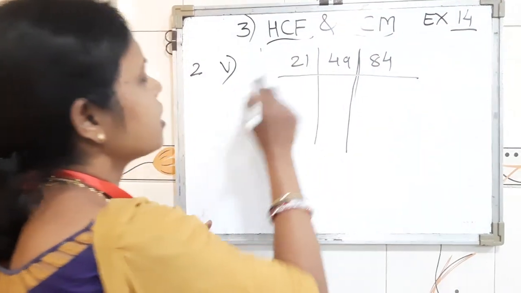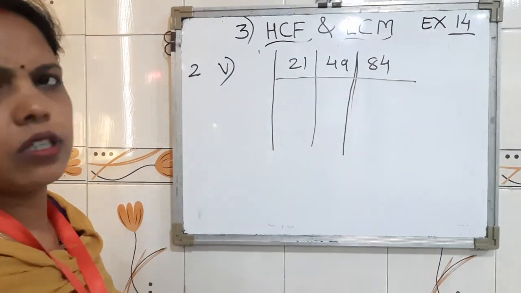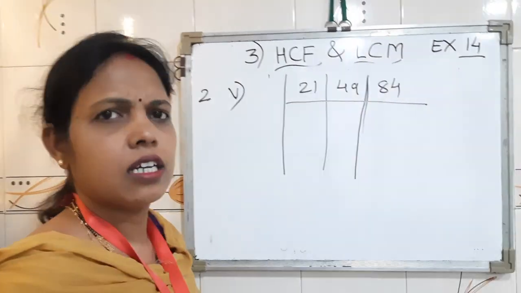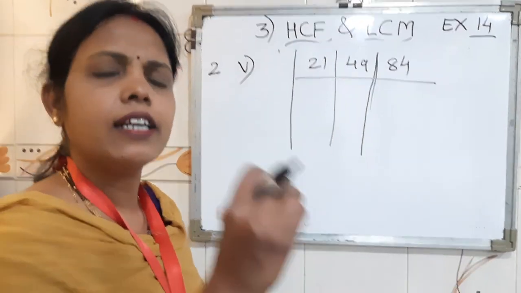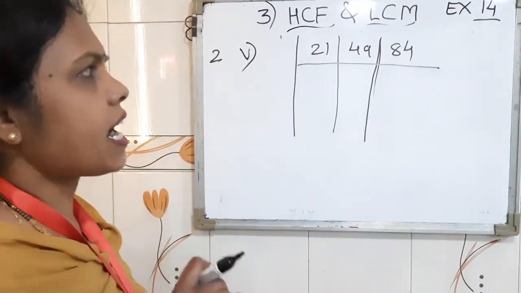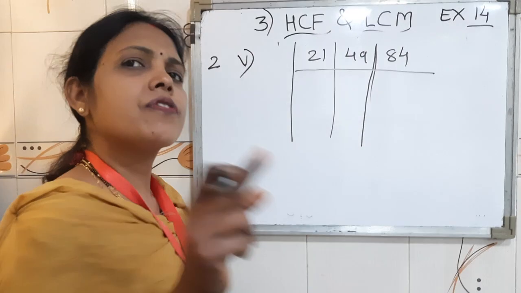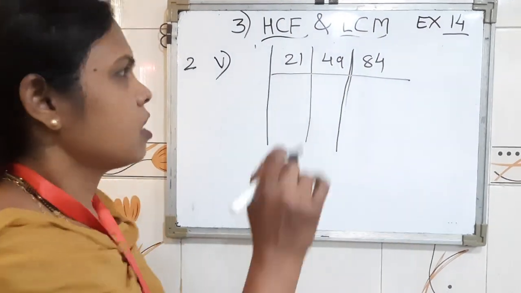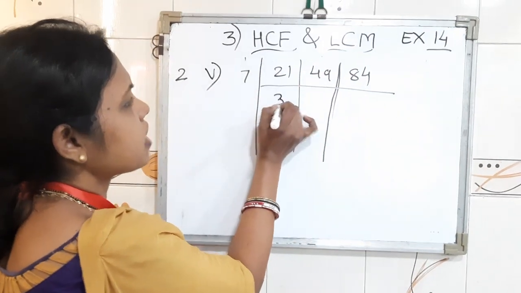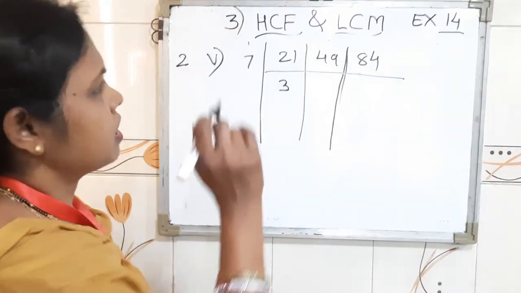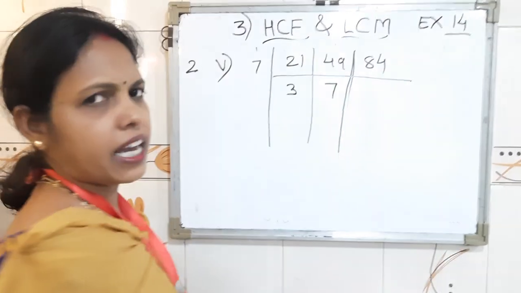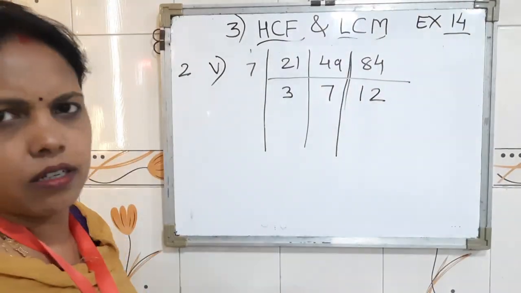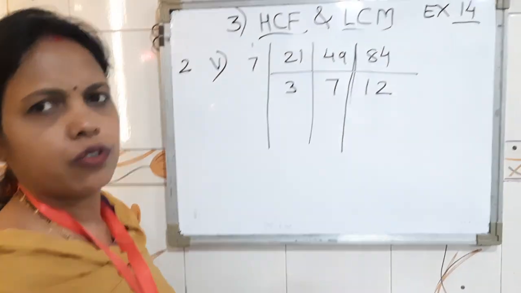So children, here we can observe by which number all these 3 given numbers will divide. As we can identify, with the help of 7 we can divide all 3 numbers. For example, 7 threes are 21, 7 sevens are 49, 7 ones are 7, 7 twos are 14. Means 12 is 7 twelves are 84.